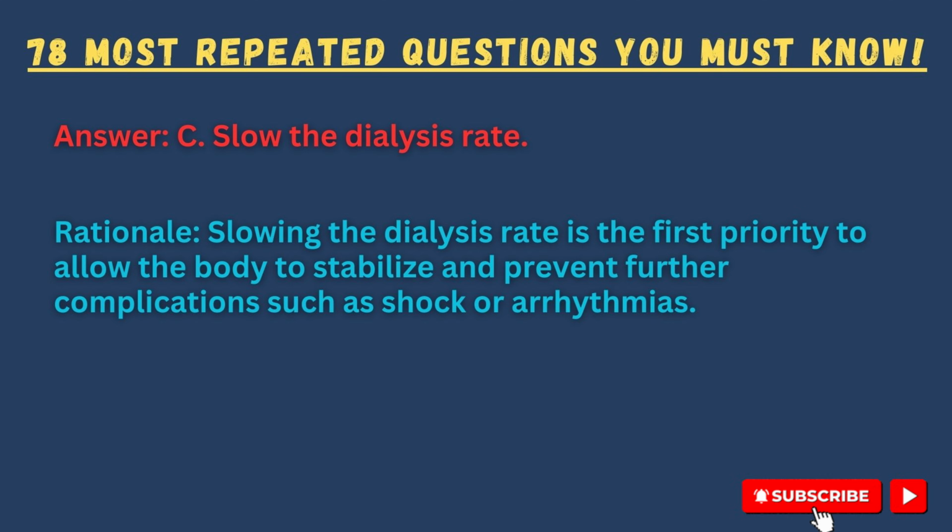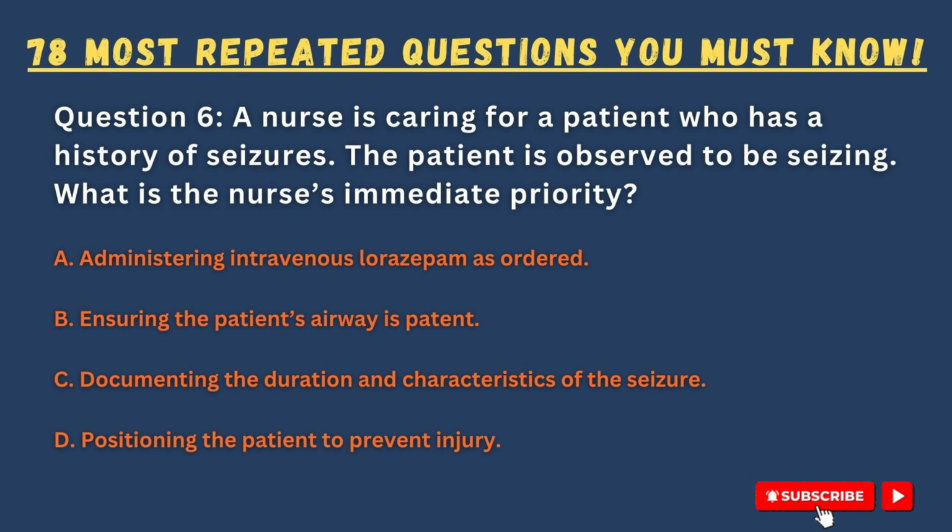Answer. C. Slow the dialysis rate. Rationale. Slowing the dialysis rate is the first priority to allow the body to stabilize and prevent further complications such as shock or arrhythmias.